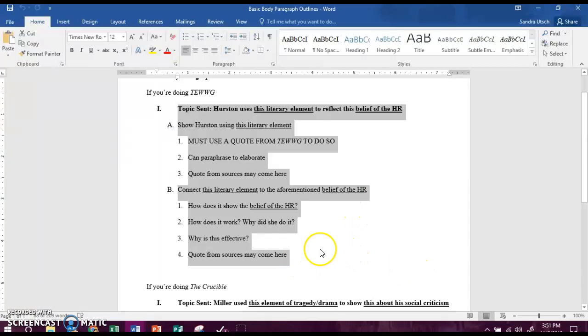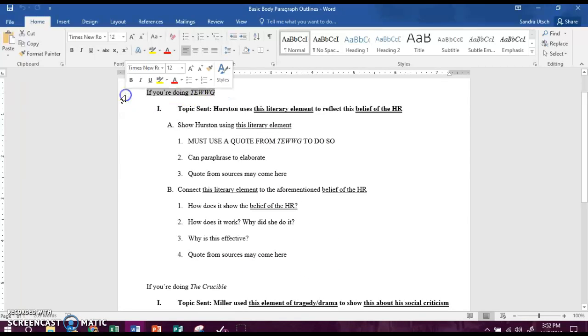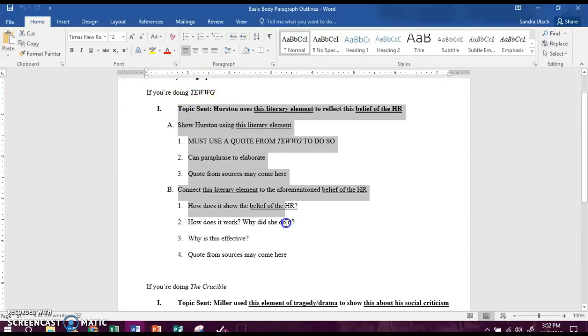If you don't follow this, the risk you run is that your body paragraphs are not going to be analytical in nature. All of these things need to be addressed in each body paragraph in order to have a good analytical body paragraph. Keep in mind, if you're doing Their Eyes Were Watching God, this only goes for your analytical body paragraph, so this isn't going to fit for your paragraph that's on the beliefs of the Harlem Renaissance. That's going to be more informational. That one you can figure out on your own.